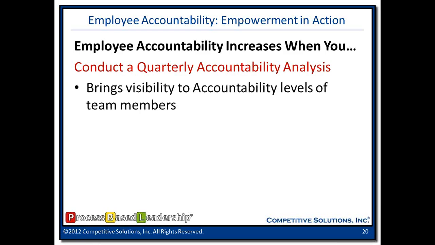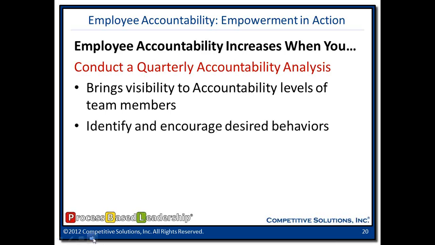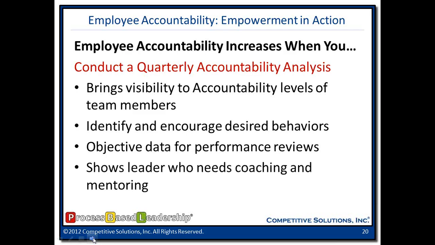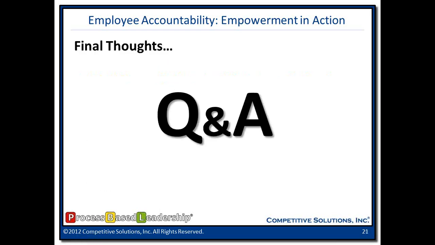So, quarterly accountability analysis, I showed that to you. Document who's doing what, who's completing them on time. Bring that visibility of accountability to your team members. Identify the necessary behaviors. You've got objective data for performance reviews. My first performance review I ever gave to an employee didn't go very well because I didn't have meaningful data measuring the level of engagement and the level of accountability. So now I've got that data. And what it does for the leaders is I can stop managing by personality and manage by process, because I've got an accountability process built in within my organization.